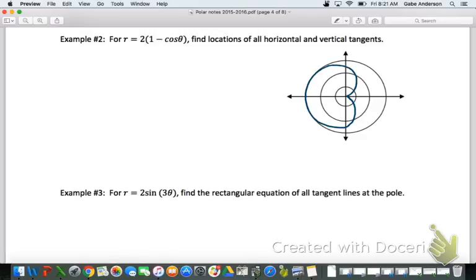It says, find all locations of horizontal and vertical tangent lines. We could probably visually estimate that, but we want to find exactly what they are, and we're going to have to use the derivative to do that. So let's start off here. I'm going to get ourselves set up with x's and y's. I'm going to convert my polar equation into x's and y's.